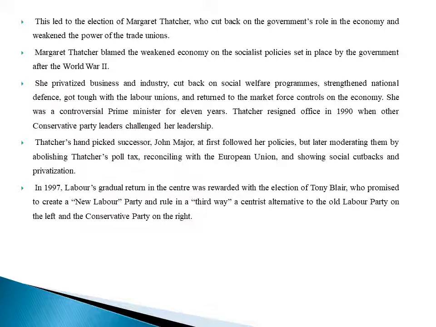In 1997, Labour's gradual return to the centre was rewarded with the election of Tony Blair, who promised to create a new Labour Party and rule in a third way, a centrist alternative to the old Labour Party on the left and the Conservative Party on the right.